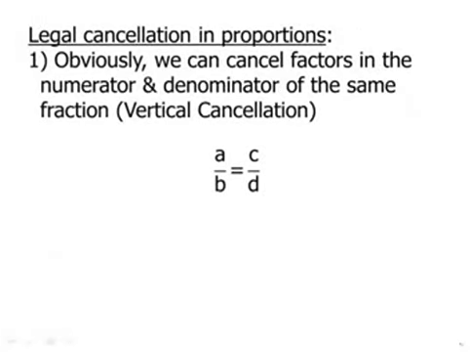First of all, let's talk about legal cancellation. Obviously, we can cancel factors in the numerator and denominator of the same fraction. We can always do that. So for example, if there's a common factor in A and B, we can cancel that. If there's a common factor in C and D, we can cancel that. So I'm going to call this vertical cancellation, cancellation up and down in the same fraction.